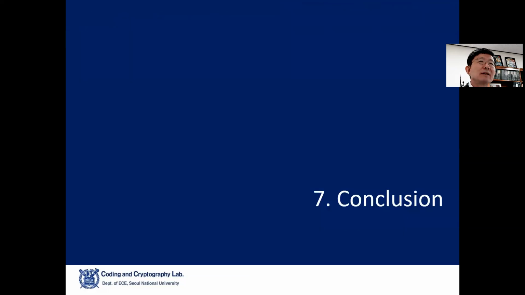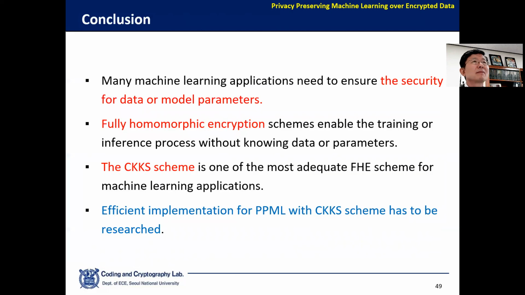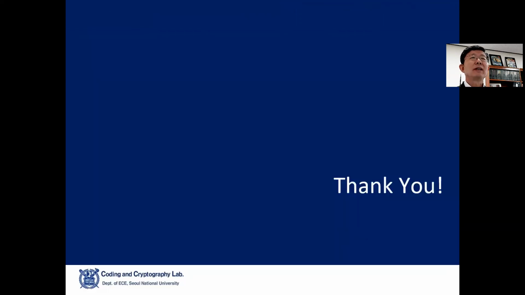Okay, let's conclude my talk. Many machine learning applications need to ensure security for data and model parameters. Fully homomorphic encryption schemes enable the training or inference process without knowing data or parameters. The CKKS scheme is one of the most adequate FHE schemes for machine learning applications. So efficient implementation for PPML with the CKKS scheme has to be researched. Okay, thank you.